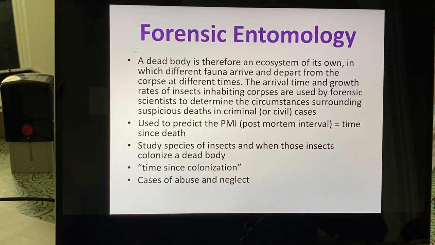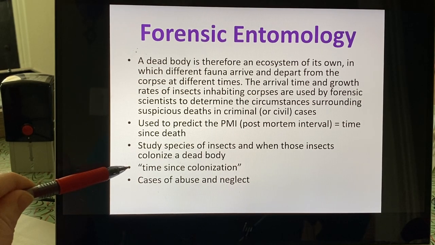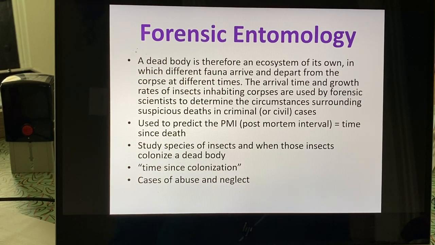A different type of calculation that can be done is called time since colonization. This is when the body is not accessible to insects at the time of death. So for example, in Iowa, at least a couple of times a year, we have those unfortunate cases where someone is out ice fishing and they fall through the ice, or someone is snowmobiling and they fall through the ice of a frozen lake, and they're in really cold water where insects are not going to be active. And so a lot of times the body is not colonized by insects until it is found in the spring or later, when the body comes to the surface. That would be an example of time since colonization.